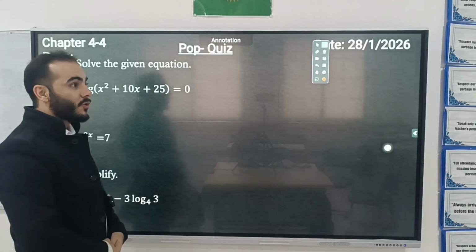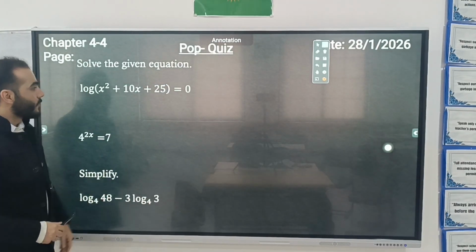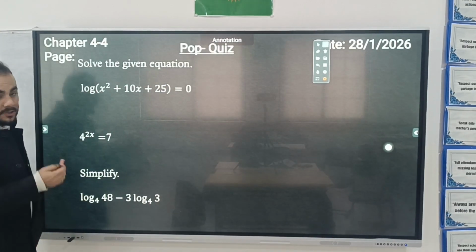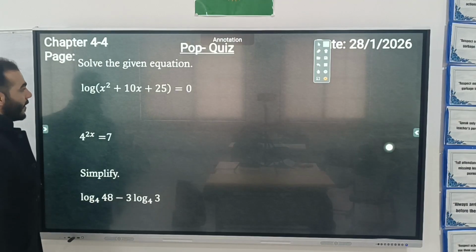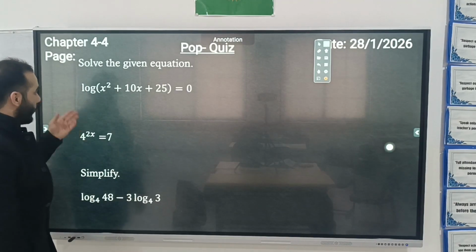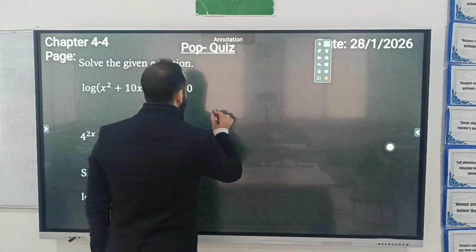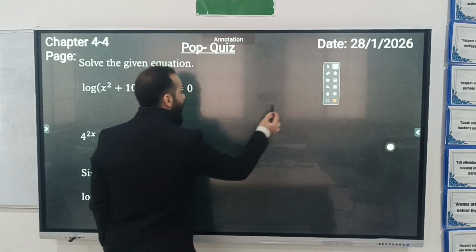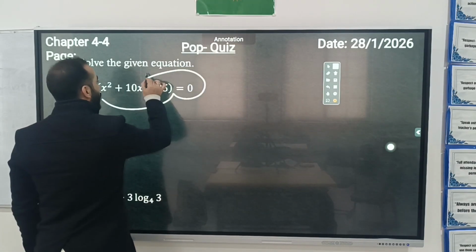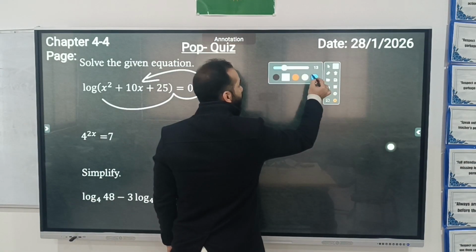Alright, let's just solve the questions that are left. So the first one is a logarithm equation: logarithm of x squared plus 10x plus 25 with base 10 equals 0. Let's just do it. We are going to use the right hand rule. It equals something like this.